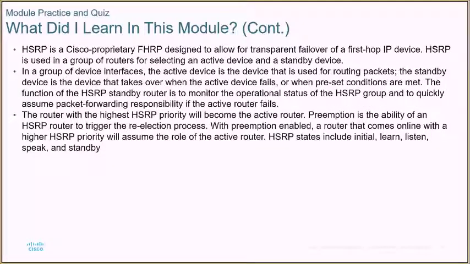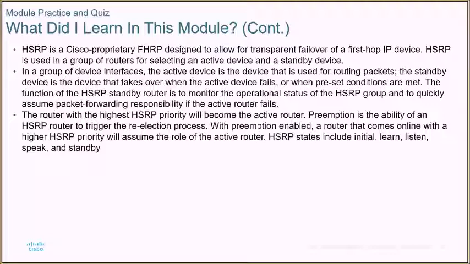Okay, so HSRP is a Cisco proprietary protocol designed to allow for transparent failover of a first hop IP device. HSRP is used in a group of routers for selecting an active device and a standby device. In a group of device interfaces, the active device is the device that is used for routing packets. The standby device is the device that takes over when the active device fails or when preset conditions are met. The function of the HSRP standby router is to monitor the operational status of the HSRP group and to quickly assume packet forwarding responsibility if the active router fails.